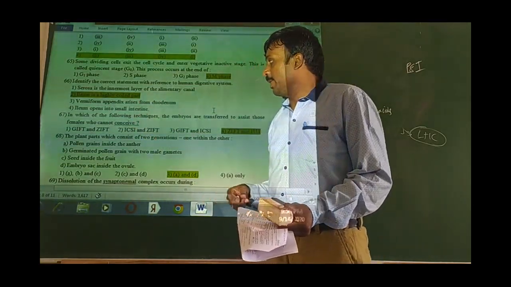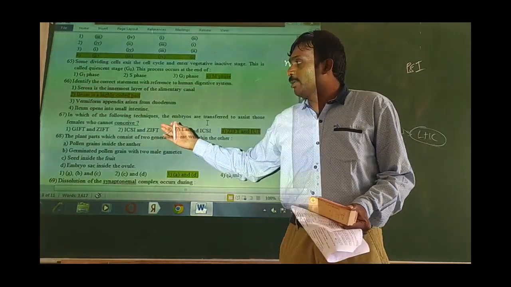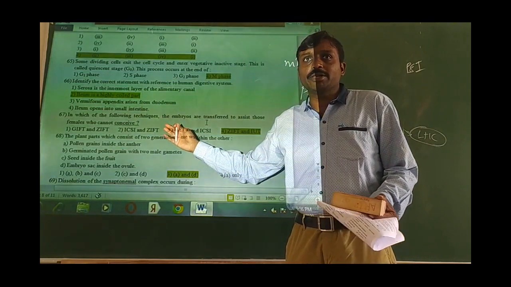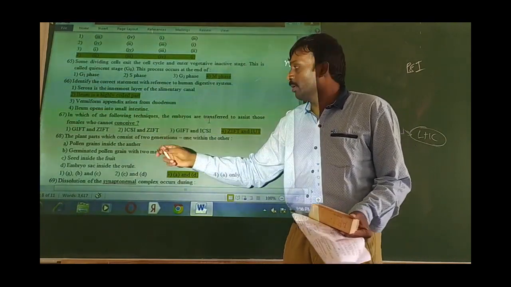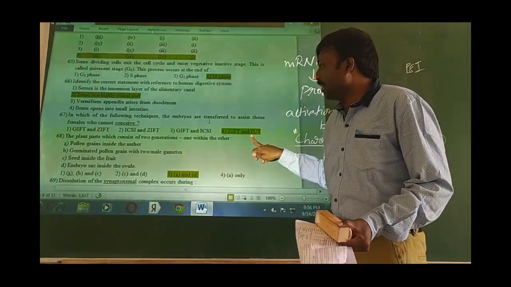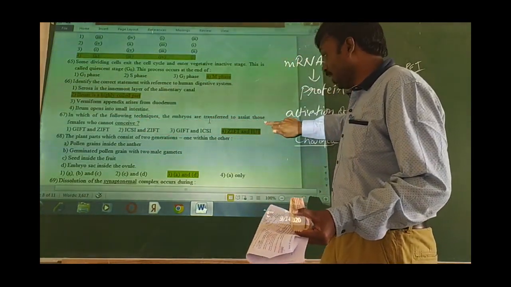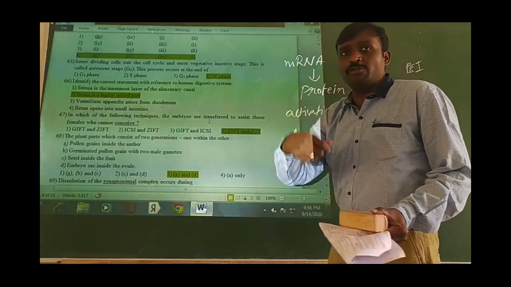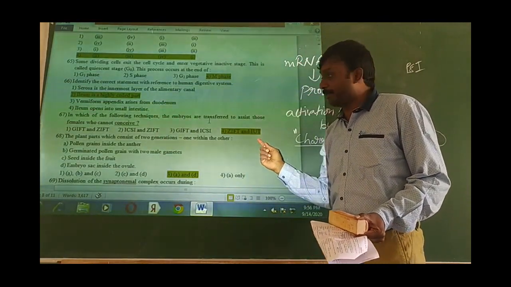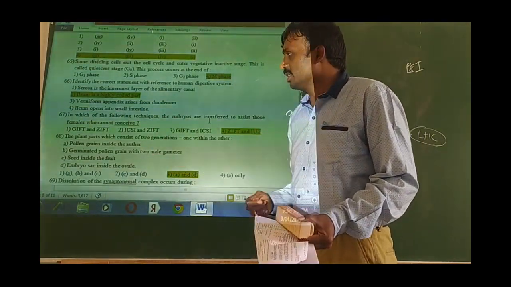Then 67. This is from reproductive health, assisted reproductive techniques questions. Okay. So here GIFT and IUT techniques are the techniques where embryos are directly transferred to females. GIFT and IUT.